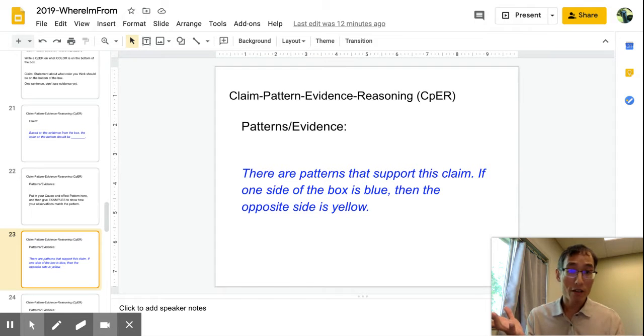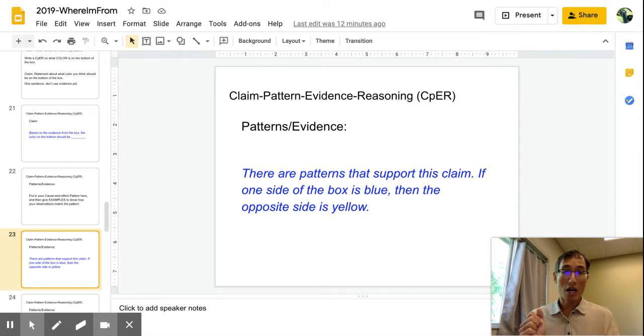Here are some patterns to support this claim. And I usually put a connecting sentence. So based on the evidence, make your claim. Then there are patterns to support this claim. If one side of the box is blue, then the opposite side is yellow.